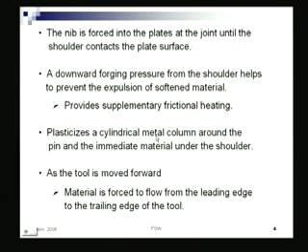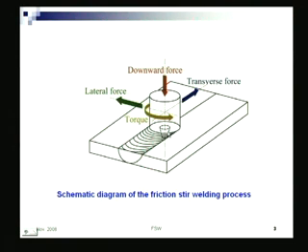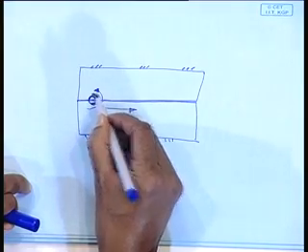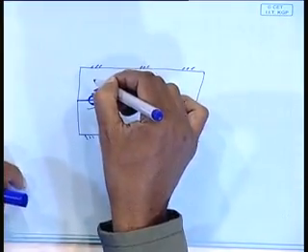It plasticizes a cylindrical metal column around the pin and the immediate material under the shoulder. As the tool is moved forward, material is forced to flow from the leading edge to the trailing edge of the tool, from one side to the other, as we were saying. Well, if it is rotating like this, from the leading edge to the trailing edge, it will go like this.